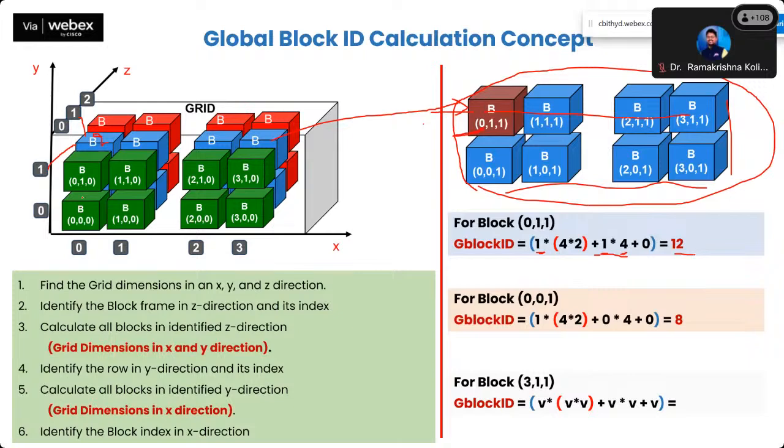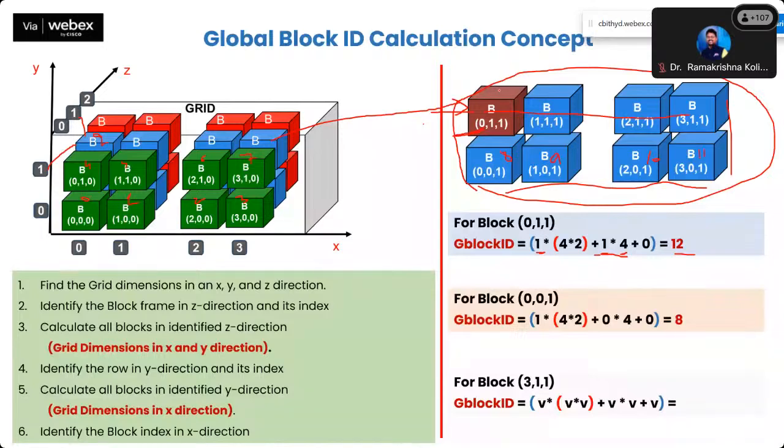So you can calculate that it is 0, 1, 2, 3, and 4, 5, 6, 7. At the downside, you can say it is 8, 9, 10, 11.